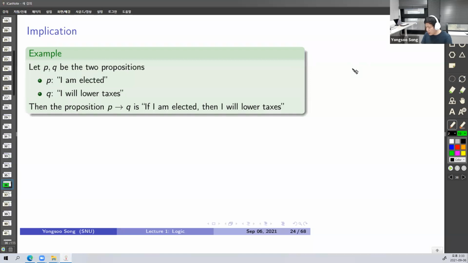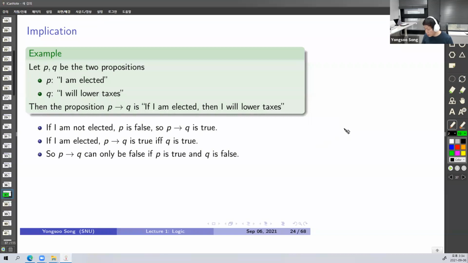So for example, let P and Q be two propositions. P is I'm elected, and Q is I owe lower taxes. So the proposition if P then Q is that if I'm elected, then I owe lower taxes. If I'm not elected, then P is false, so if P then Q is always true, no matter if Q is true or false. And if I'm elected, then this proposition is true if and only if Q is true.